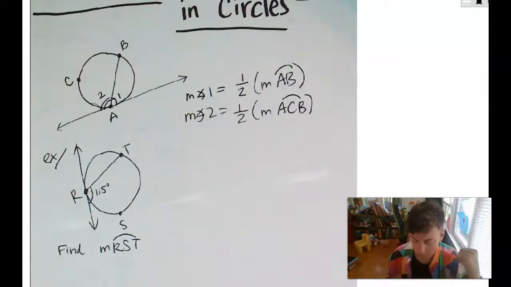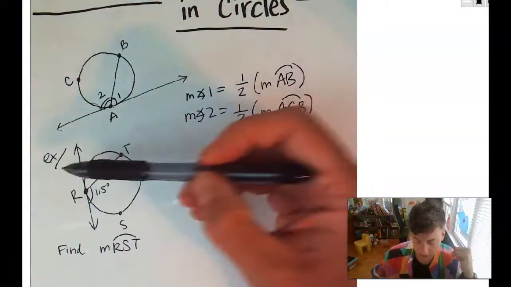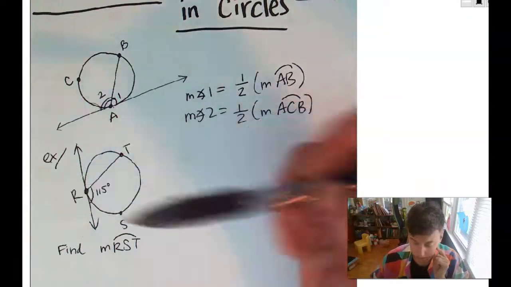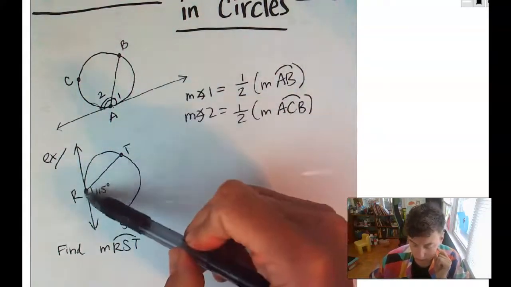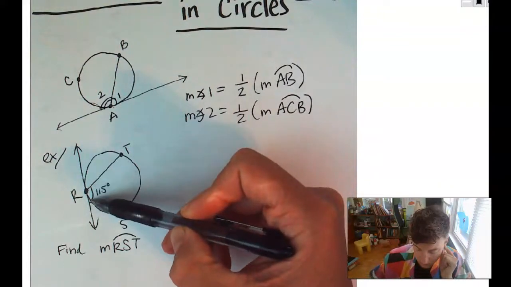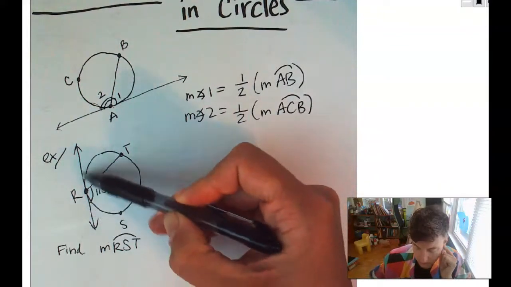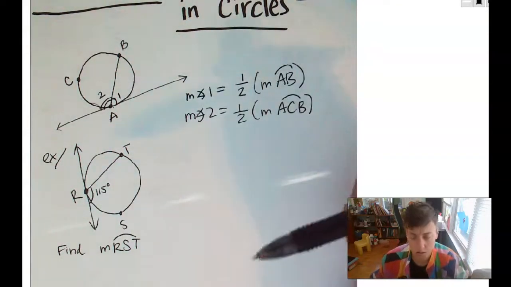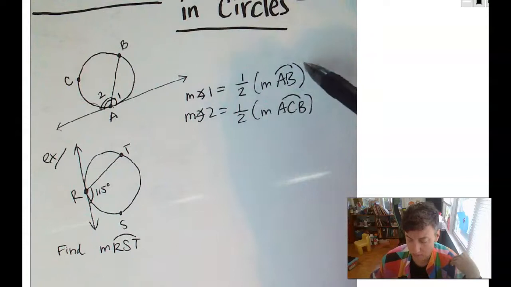So here's our first example. We have this line tangent to a circle. It intersects at exactly one place. We have a chord, RT. We've got an angle made from this tangent and this chord that's 115 degrees. So we can use the theorem we just talked about above.